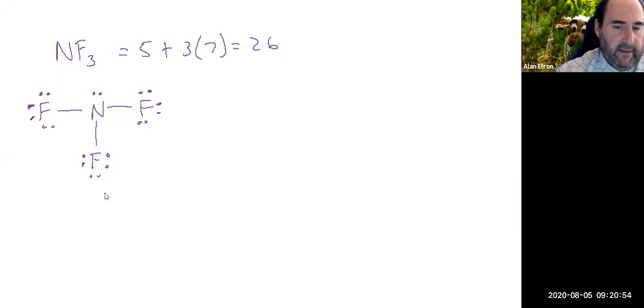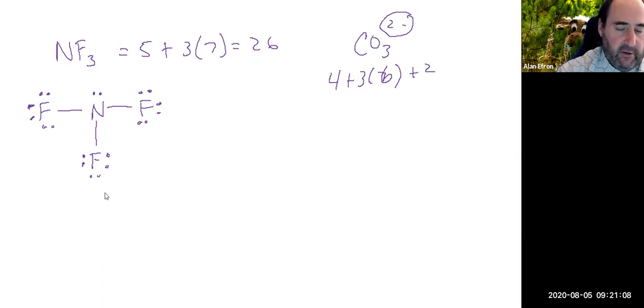Again, if you had something like CO3 2 minus, like we talked about, carbon is 4. There's 3 oxygens at 6 each. And we would add 2 here for the charge. Again, the minus means that it gained electrons, so you need to add that. If you had something with a positive charge, you need to subtract. And if we get all that there, that is 24.